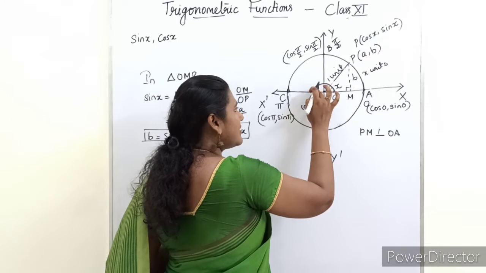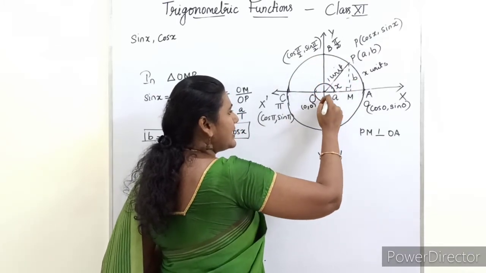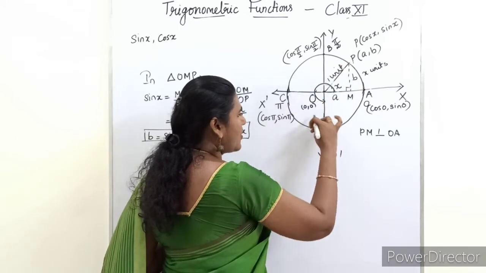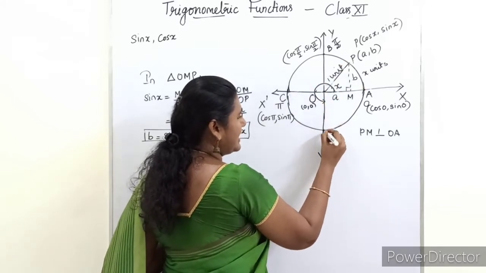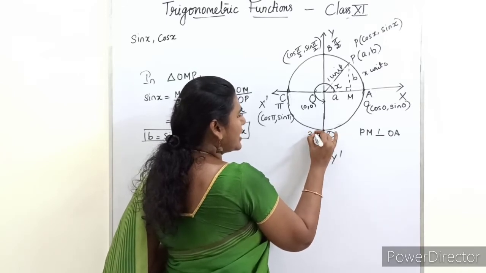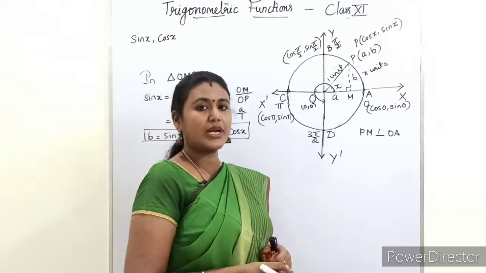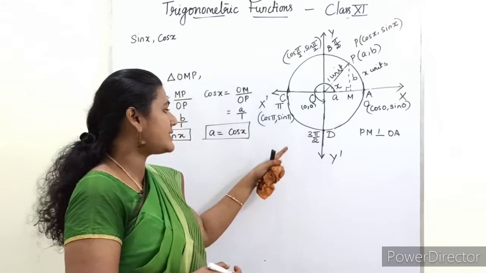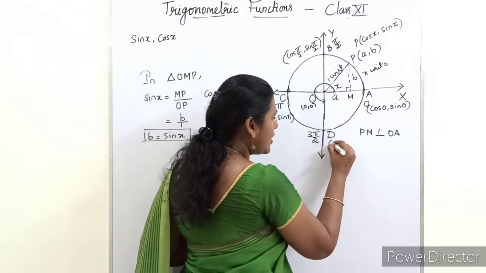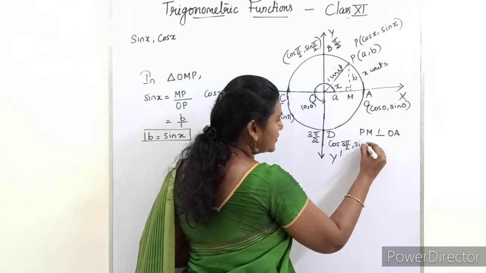Again, if this point increases and reaches 270 degree and coincides with this point D, here the angle is 3 pi by 2. So 270 is 3 pi by 2, when you convert it into radian measure. So the coordinate of the point D is cos 3 pi by 2 comma sin 3 pi by 2.